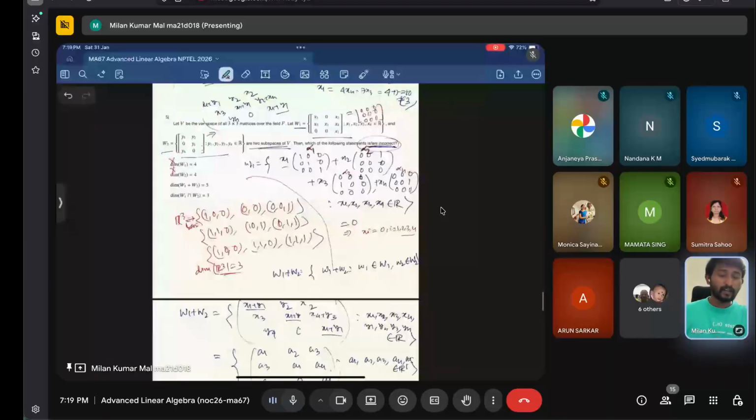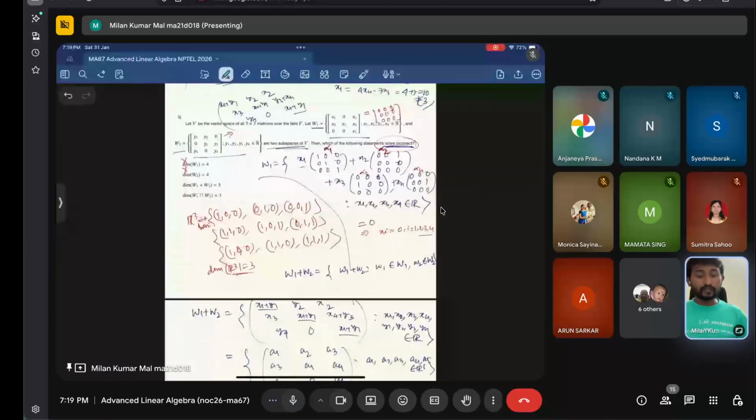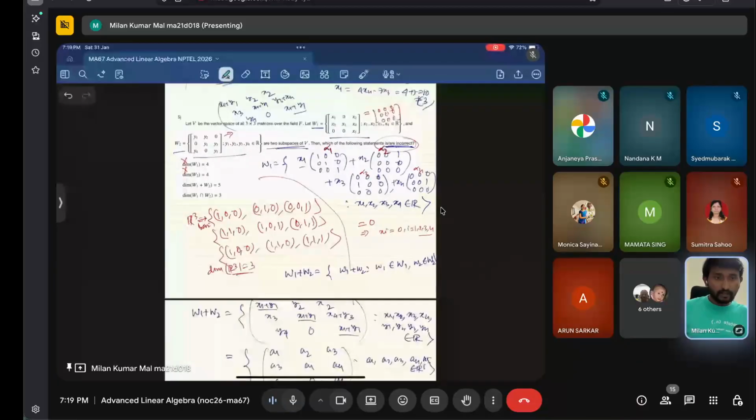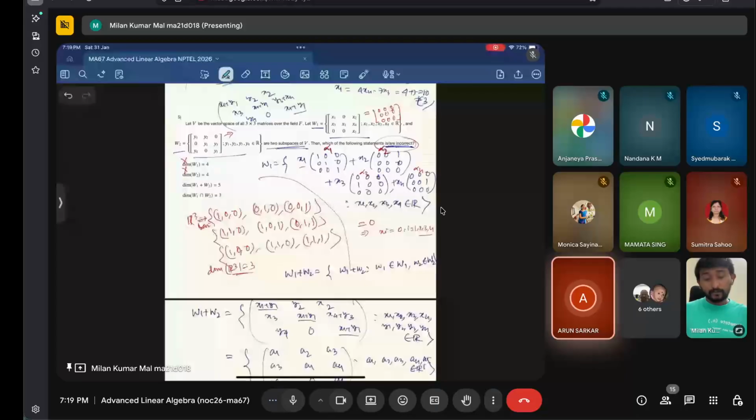Yeah, that is what I'm saying, the other way one can do it, but just directly what I'm saying. So then you can use the theorem that dimension of W1 plus dimension of W2 is equal to dimension of W1 intersection W2 plus dimension of W1 plus W2. That will be easy.